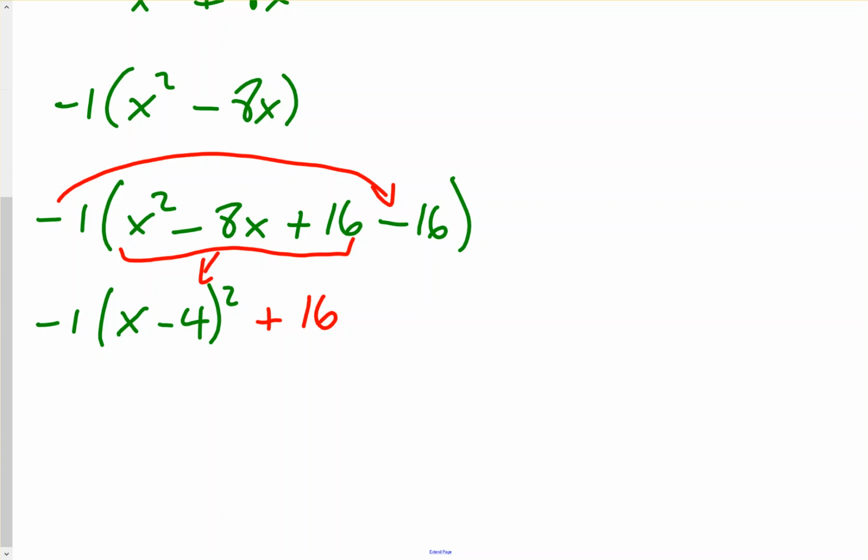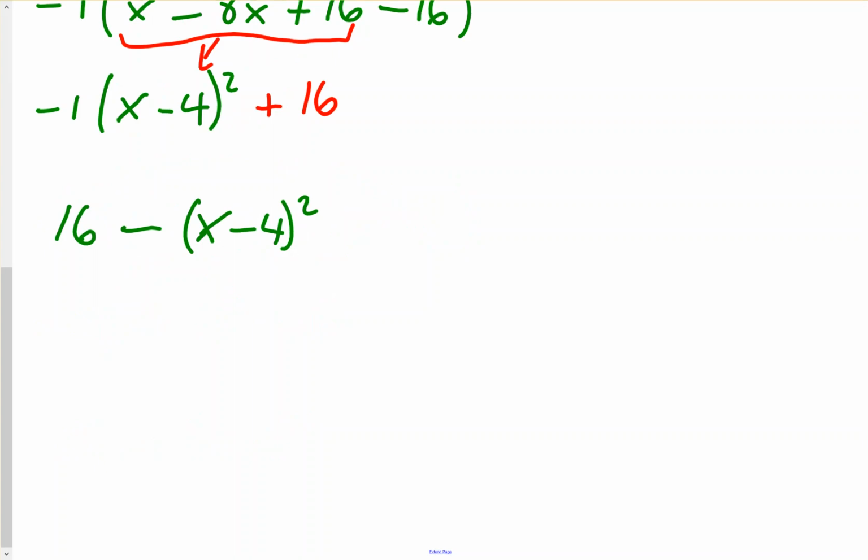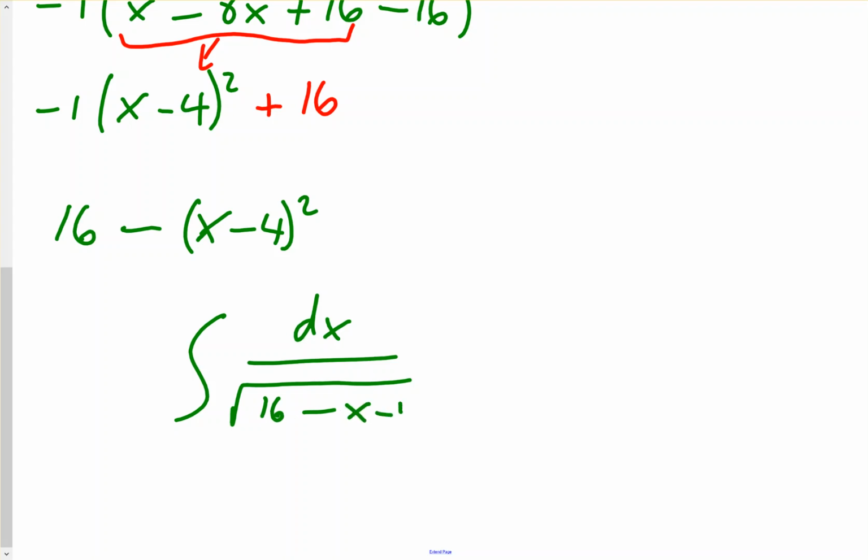Okay, so that would be our expression when we complete the square. Now another way you could rewrite this is you could put the 16 in front and say 16 minus x minus 4 quantity squared. Okay, so let's see what happens when we do that. We have the integral dx over square root of 16 minus x minus 4 quantity squared.